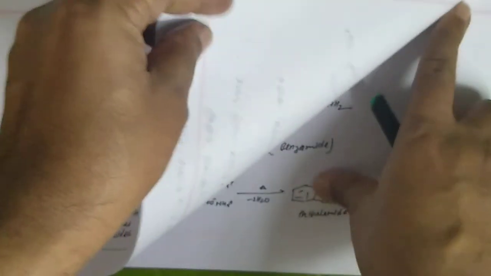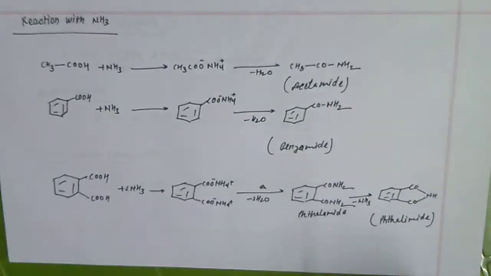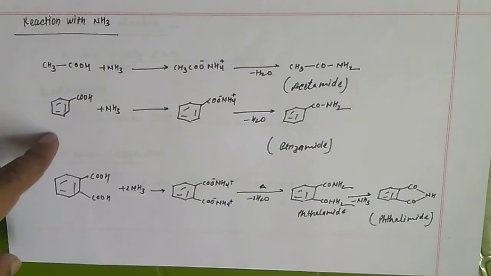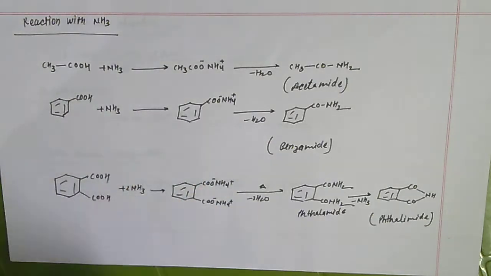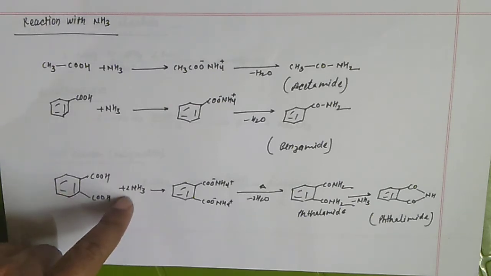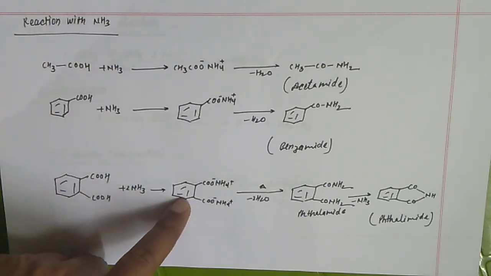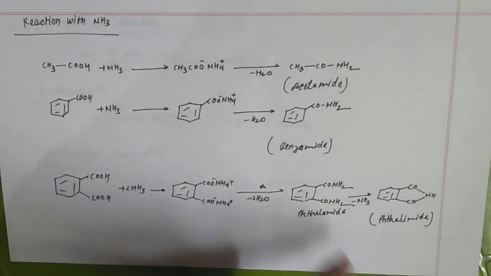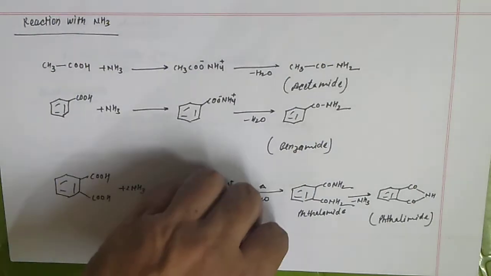Now let us move to another reaction, that is reaction with ammonia. When carboxylic acid is treated with ammonia, it will give the ammonium salt, which on loss of a water molecule will give acetamide, an amide. Similarly, benzoic acid on reaction with ammonia will give benzamide. And when a dicarboxylic acid reacts with ammonia, it will give the ammonium salt, which will give the phthalamide. That phthalamide again loses ammonia to give the phthalimide.